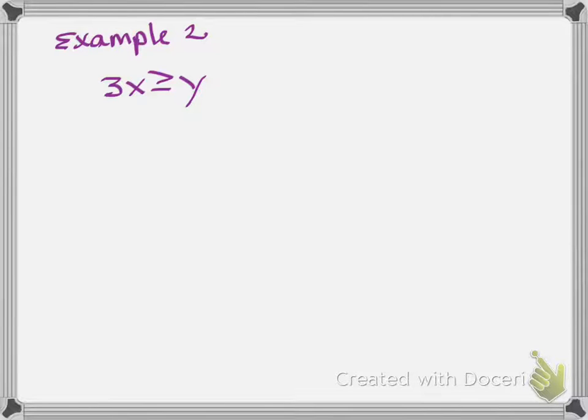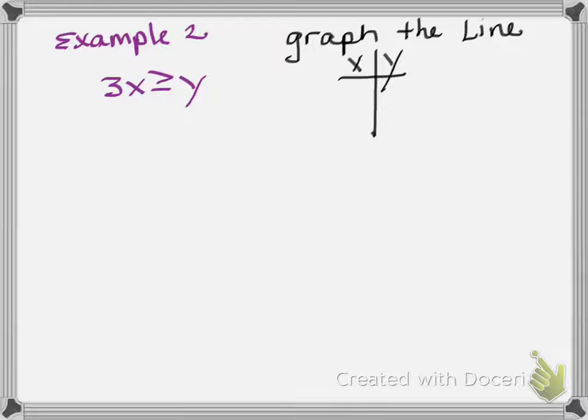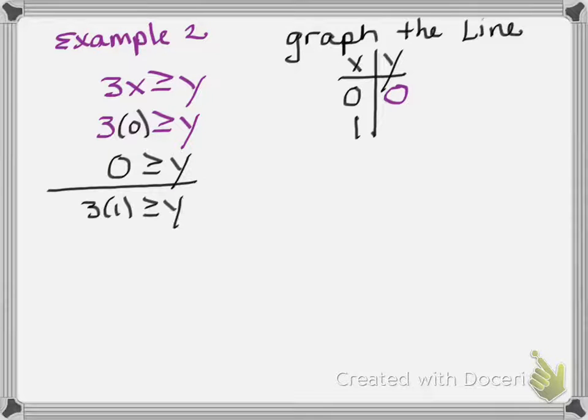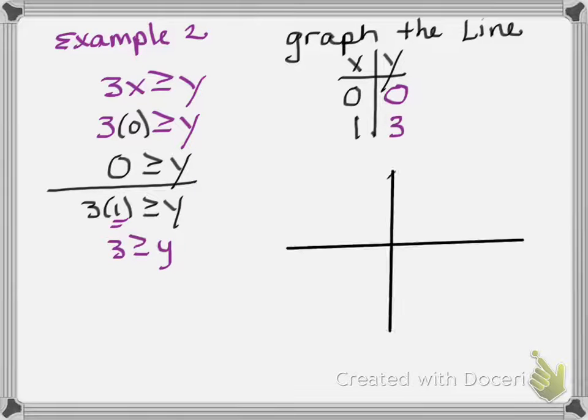Example number 2. It's 3x is greater than or equal to y. So let's graph the line. This time I'm just going to plug in some points. So what if x is 0? Well, 3 times 0 is 0. So that means that when x is 0, y is 0. Now another point, when x is 1. Well, 3 times 1 is greater than or equal to y. That means when x is 1, y is 3.